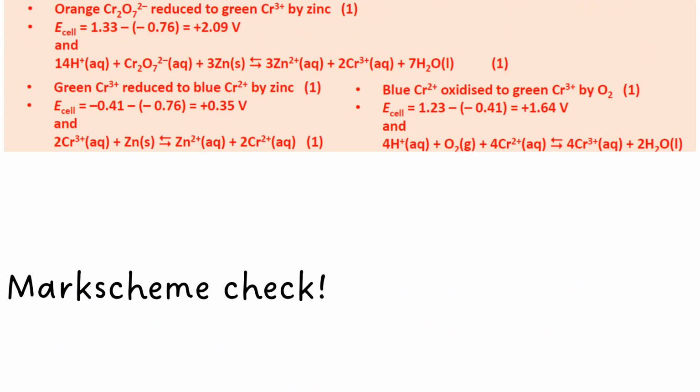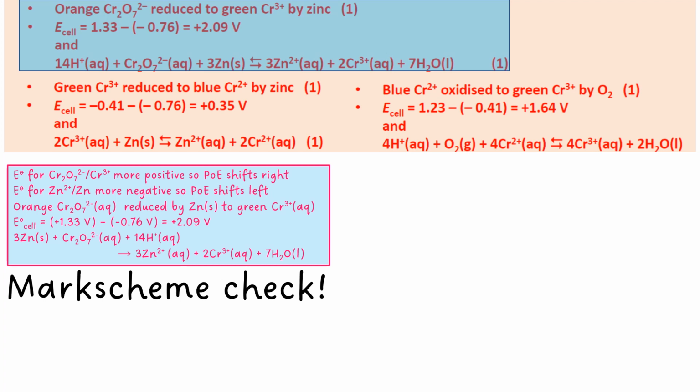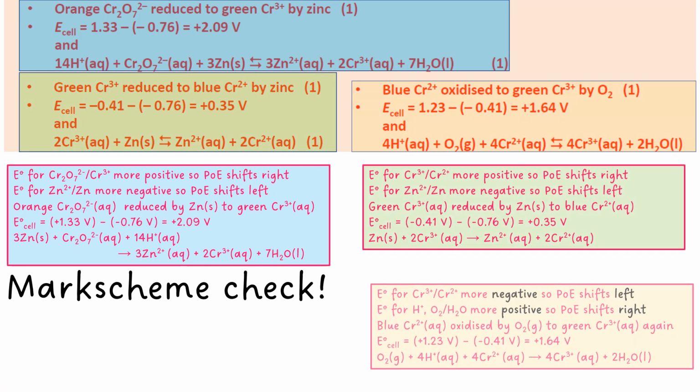So let's check the mark scheme. So I'm going to take the 3 boxes that we constructed during the course of that clip, and color code them so you can see whereabouts in the mark scheme they match. Now you'll notice that it doesn't mention anything in the mark scheme about POE shifting right or POE shifting left. I would encourage you to maybe keep doing that in your equations and your answers, because quite often they do ask you to use electrode potentials and equilibrium shifts. You would not get penalized for mentioning equilibrium shifts in a question that doesn't ask for them. So to be on the safe side, it's good practice to keep including that.